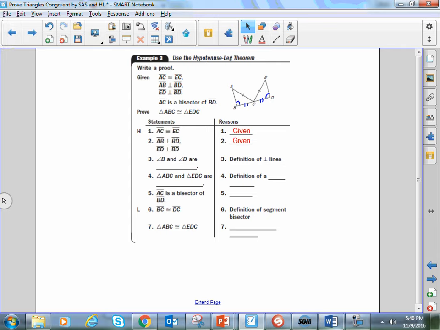Because we have perpendicular lines, we must have right angles that are congruent to each other because all right angles are congruent. And if I have a right angle in a triangle, that's the definition, that's how we classify a right triangle. So AC is a bisector of BD. Well, that was given to me. And BC must be congruent to DC because, again, that's the definition of what a bisector does. So that means we can say that the triangles are congruent to each other by the hypotenuse leg theorem.